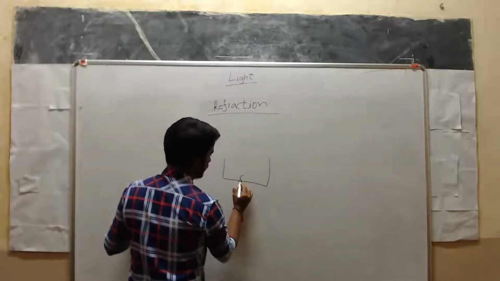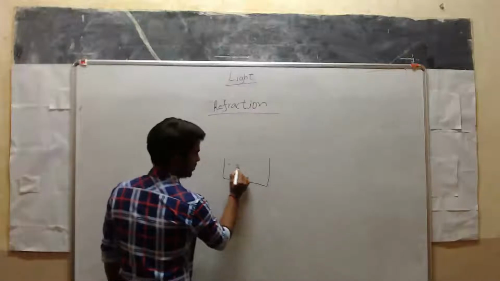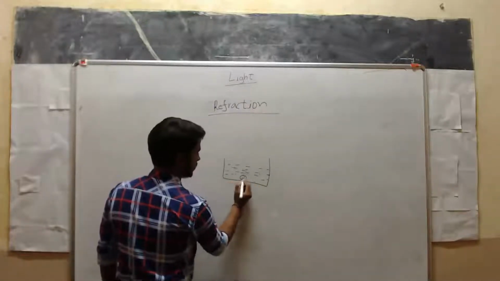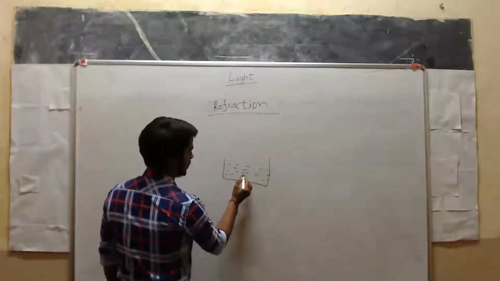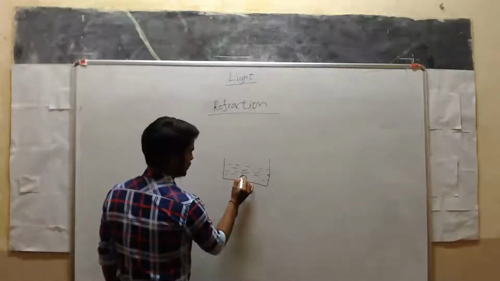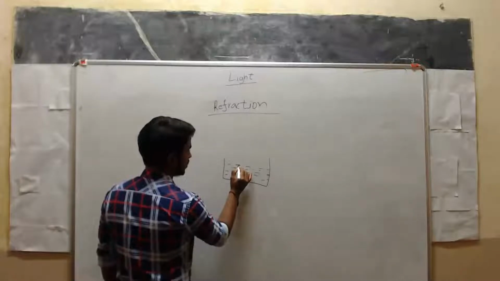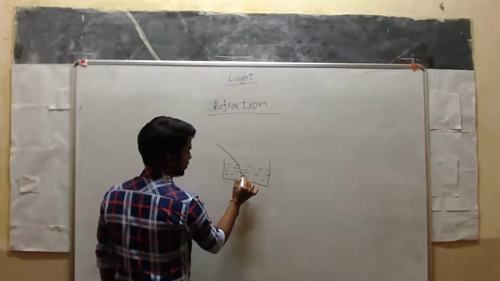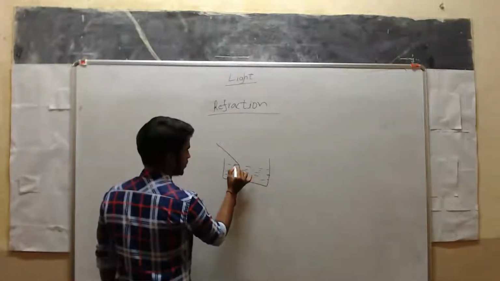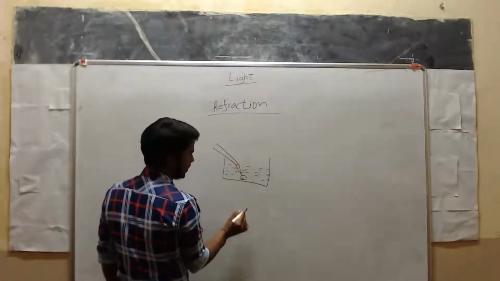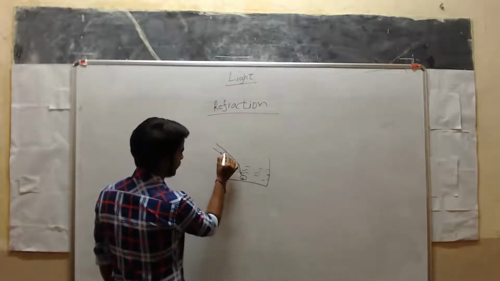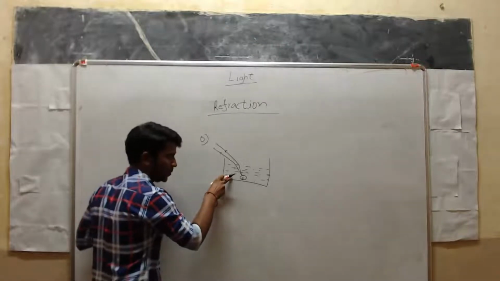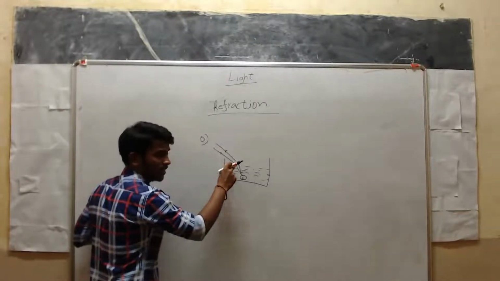Okay, here the coin is placed. It is filled with water. Just imagine now I'll take two rays. See here the rays bend. Just observe here. Now the rays are traveling from air medium to water medium. The rays bend, right? Just observe here.